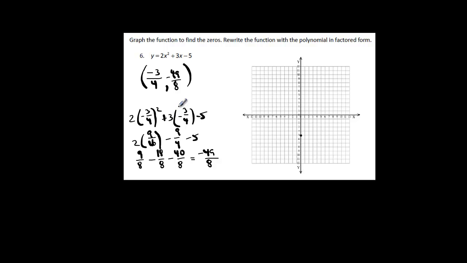So 49/8 is 6 1/8. So negative 3/4, comma negative 6 1/8. So it's right around here. That's going to be your vertex.